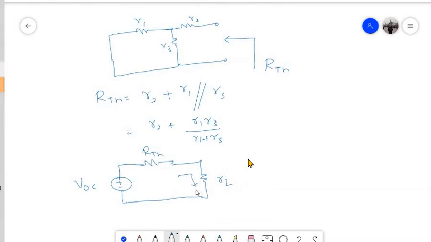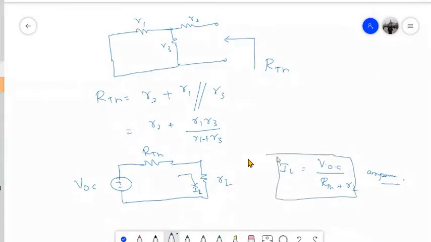And now this becomes very easy for you to answer the given question, that is to find IL, which is nothing but the current flowing through the load. Now how to find IL? IL will be nothing but the open circuit voltage divided by what? RTH. If you look at this loop, there is one voltage source and two resistances that are in series. Therefore the total resistance will be RTH plus RL. Now this will give you the current that is flowing through the load. So this is a simple illustration of your Thevenin's theorem.